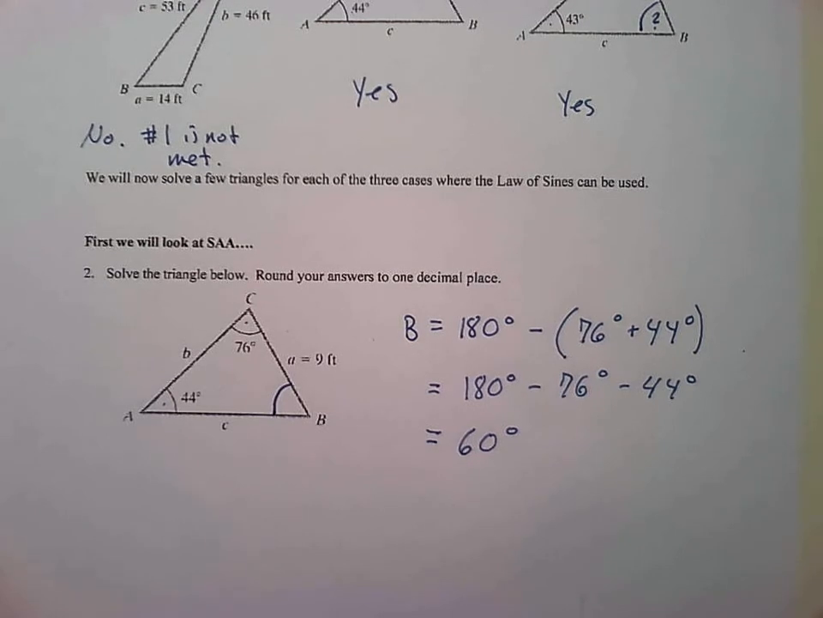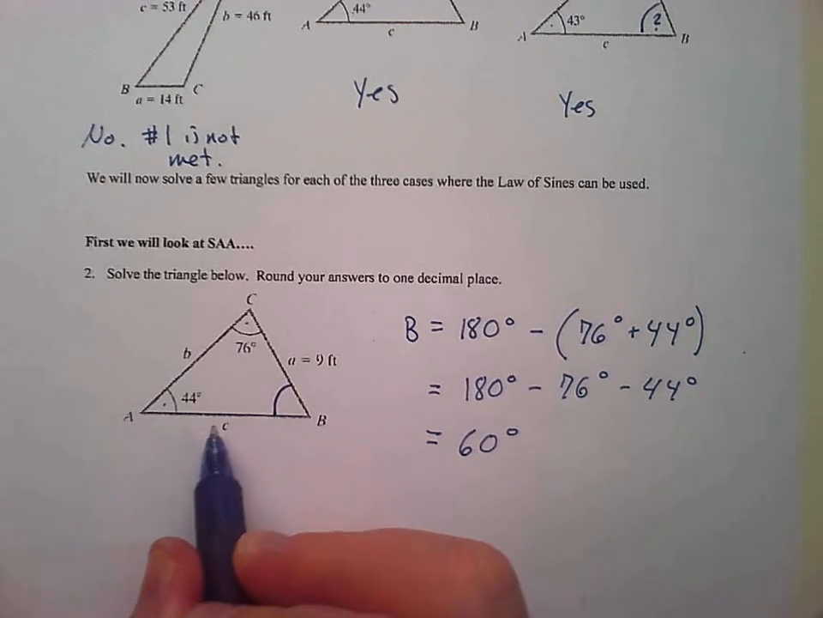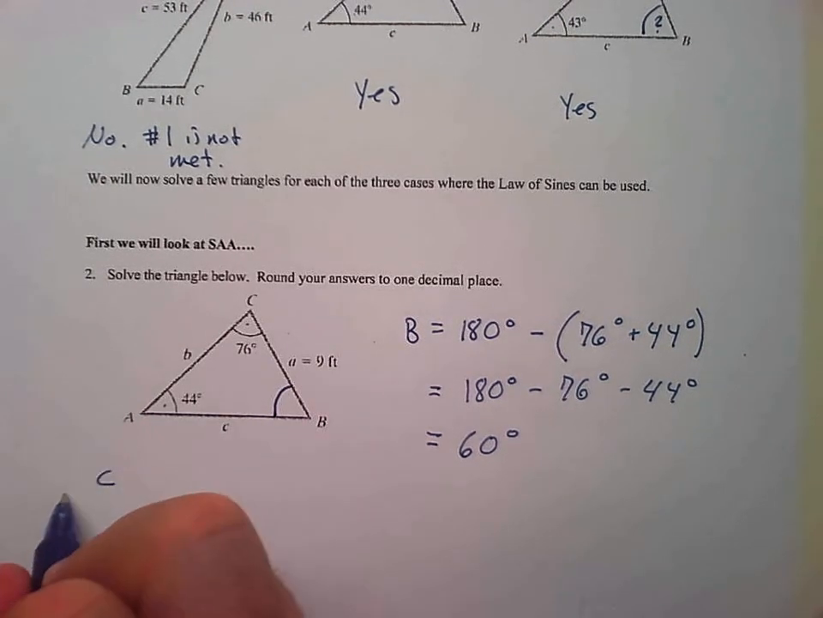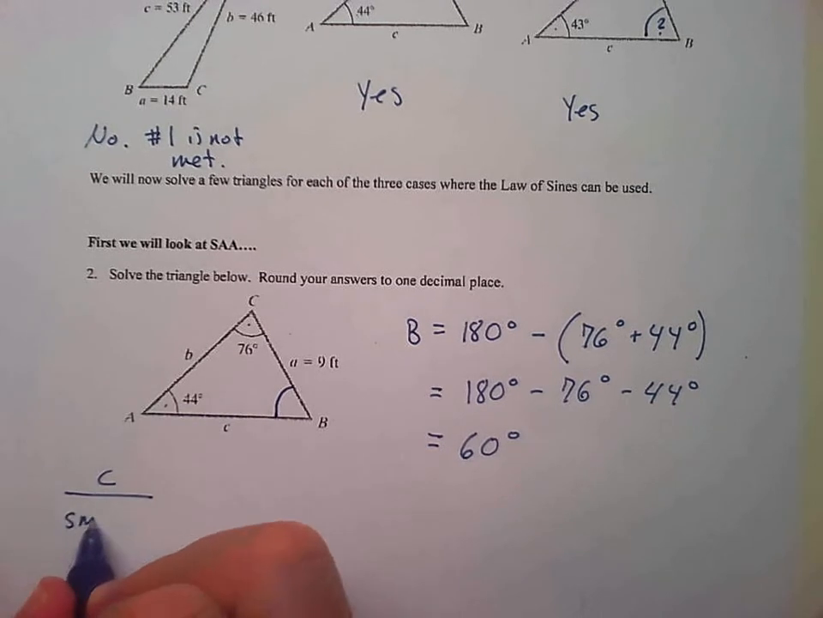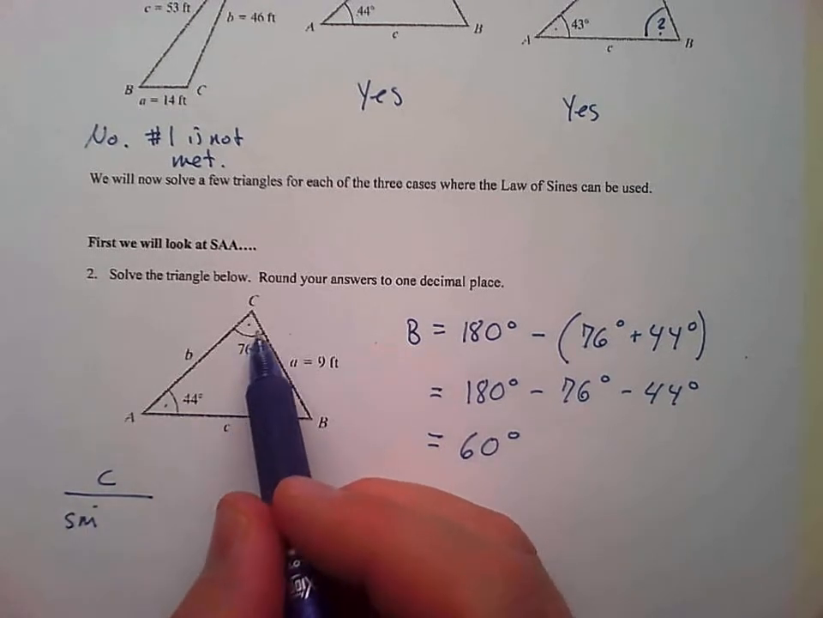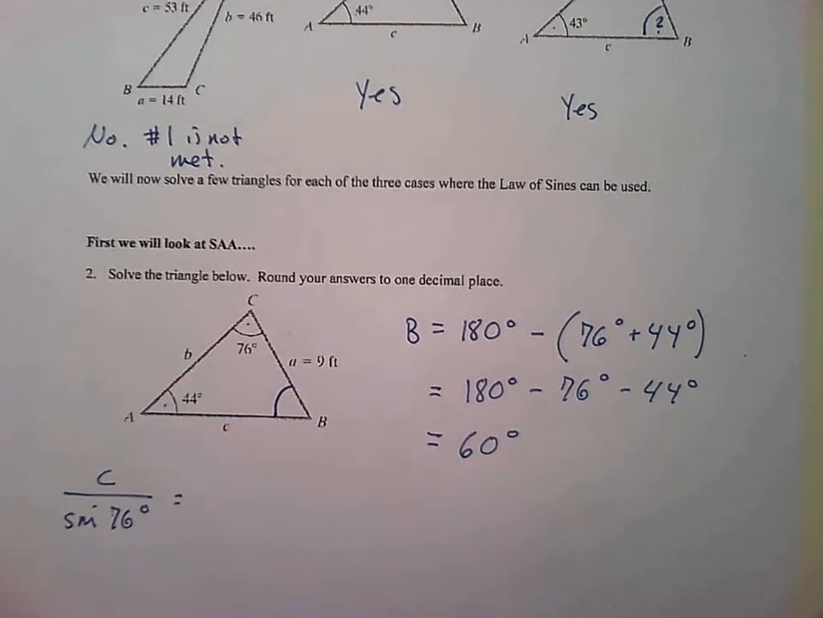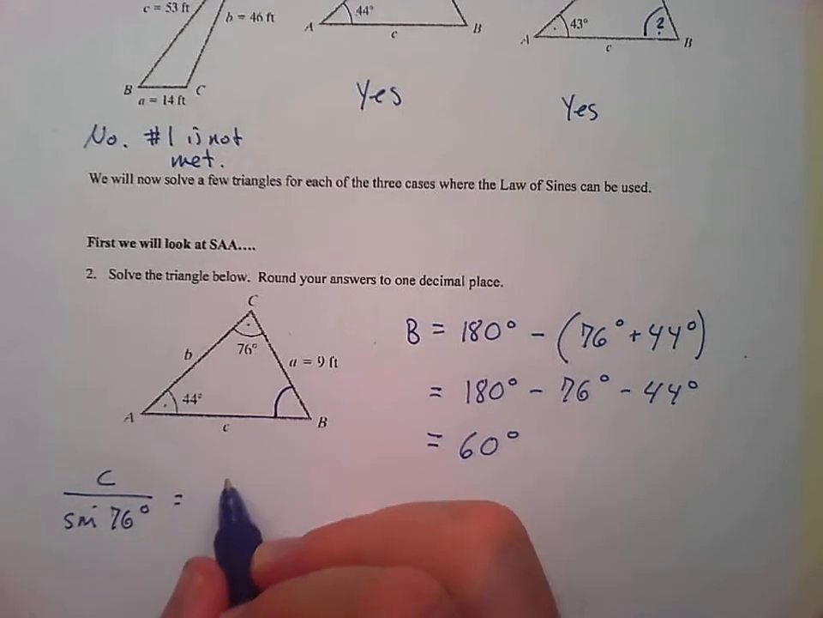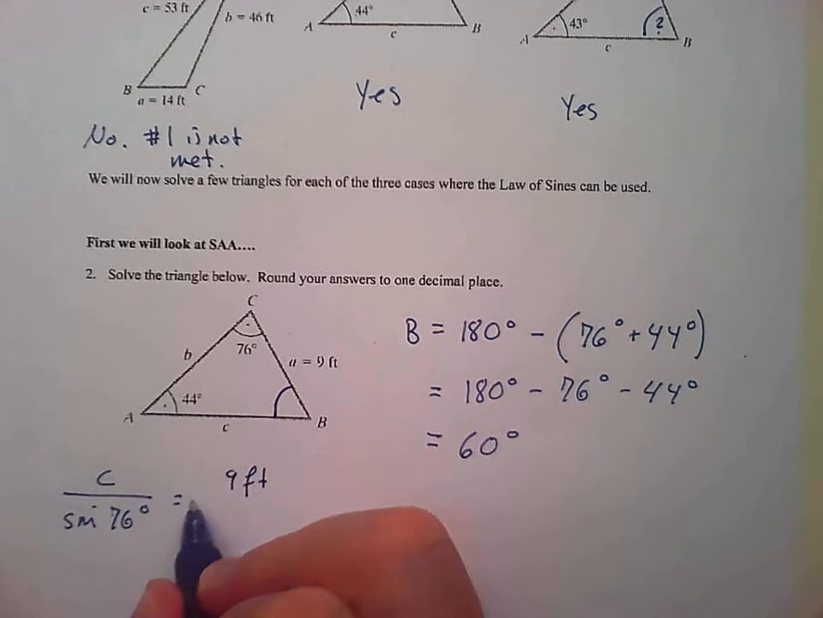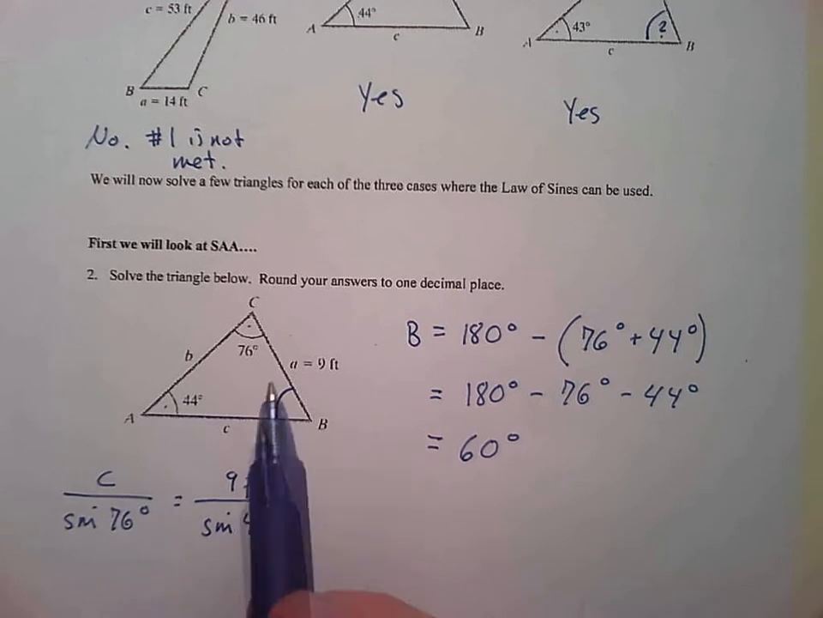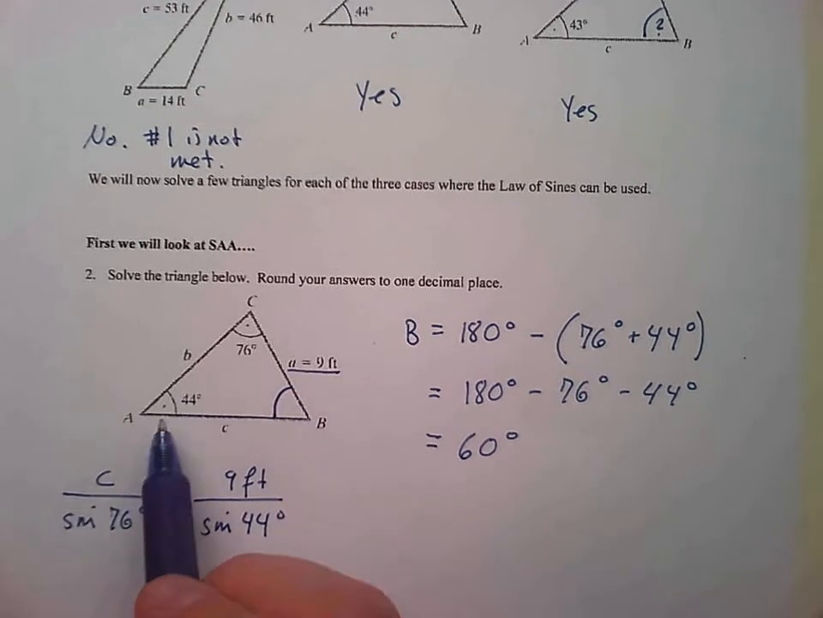Now one of the things that we can do is figure out side C. Side C divided by the sine of the angle opposite side C, so the sine of 76 degrees, is going to be equal to 9 feet over the sine of 44 degrees. So here we have 9 feet, here we have 44 degrees.